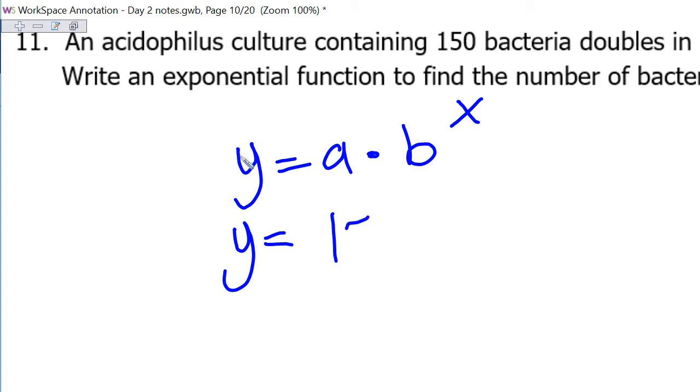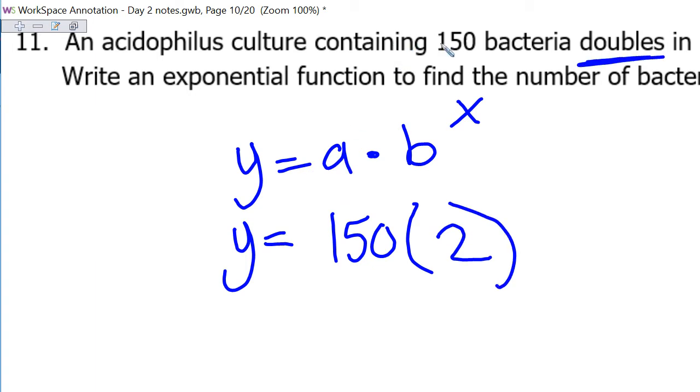So this bacteria is growing by what factor? 2. It doubles, so that means it's multiplied by 2. Now, x is going to be how many times does it double? It says it doubles every hour for how many hours? So what do I put for x? 12. This one also, I would not expect you to do this without a calculator, so just type this one in.